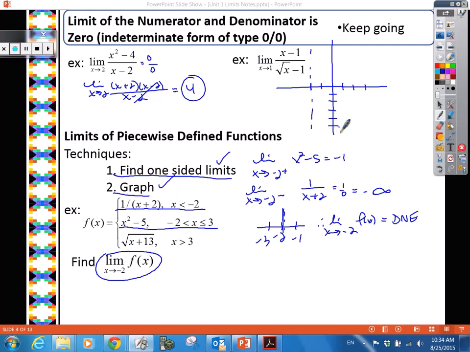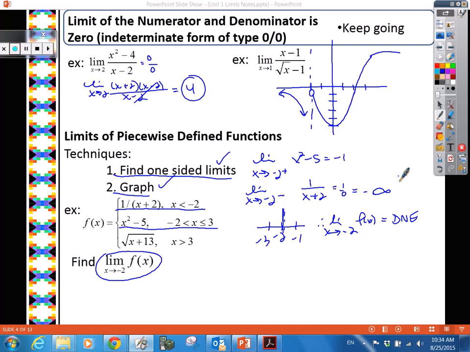All right, so we have this thing going on. And then we have this. Okay, so that's what the graph looks like.